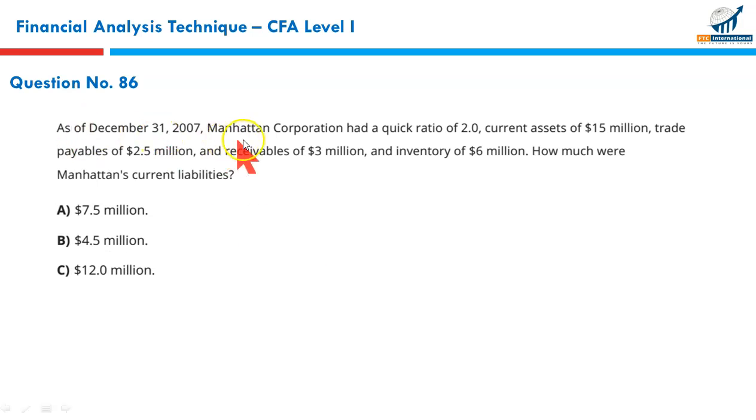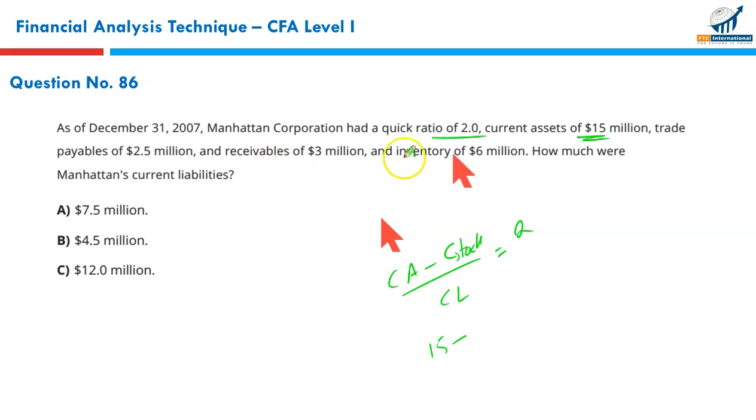As of December 31st, Manhattan Corporation had a quick ratio of 2. Current assets 15 million, trade payables and receivables are given. How much were Manhattan's current liabilities? Let's plug in the numbers. Quick ratio is current assets minus inventory, or your stock, upon your current liabilities. It's given as 2. Current assets have been given as 15. Do we have stock?